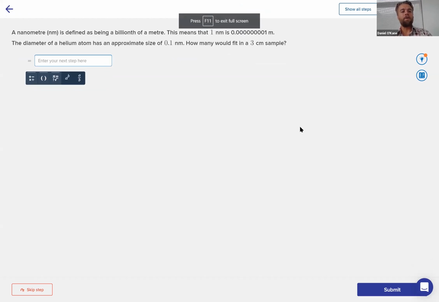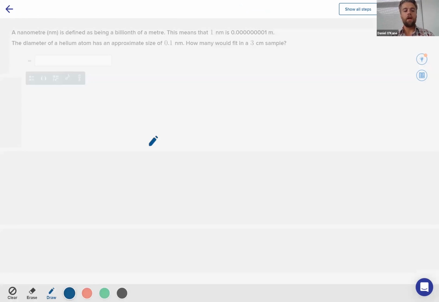So a nanometer is being defined as a billionth of a meter. So another great application of scientific notation is actually converting between units of measurement, okay? So a nanometer, 1 billionth of a meter. So we can write 1 nanometer is 0.000000001 meter, okay?